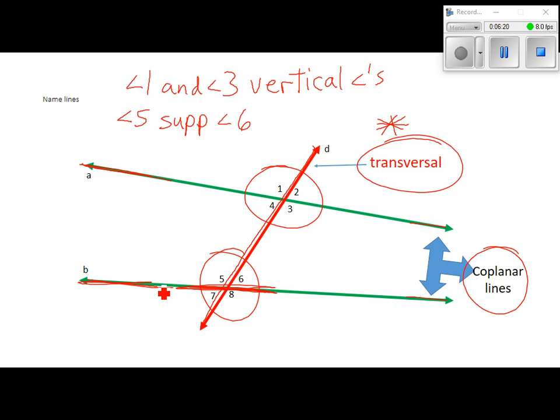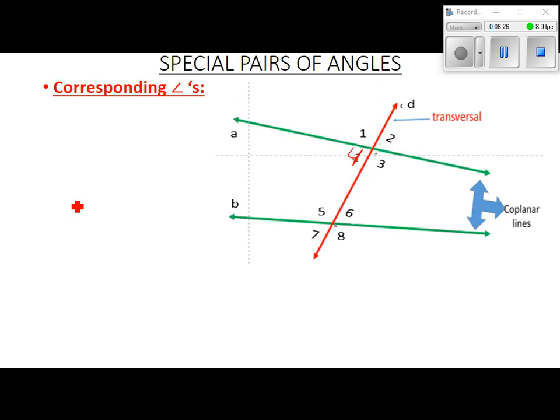But we have two coplanar lines, and this line is a transversal. Corresponding angles, the first special pair of angles we're going to talk about. On the notes, because I messed up the notes, there's 2 angle 1s. On all of them, this is going to be angle 4 right here. So make sure you change it. Corresponding angles.